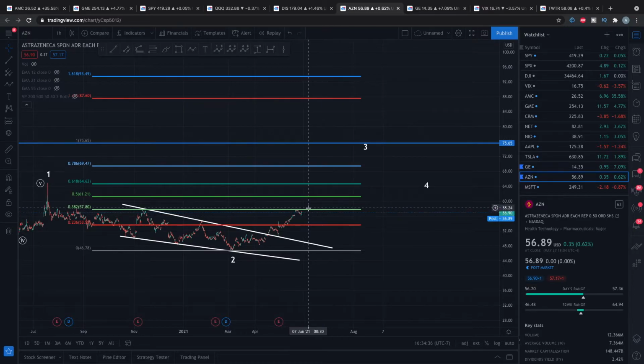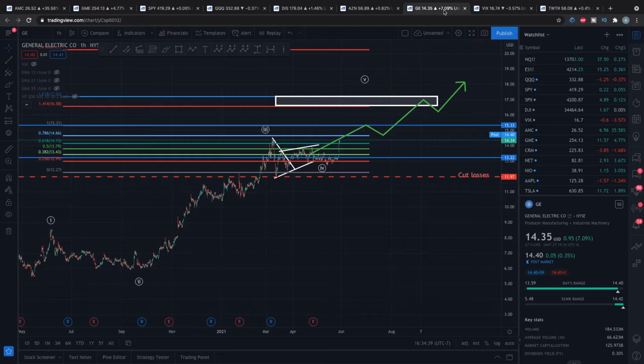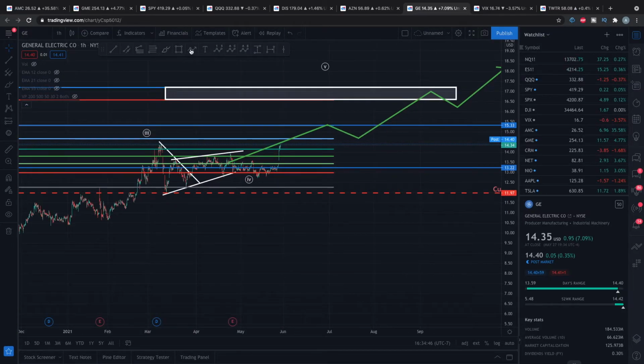So nothing has changed, looks bullish to me, and everything's looking good for AZN. Next on the list is GE. So this is a little bit more interesting. I actually do recommend this around the 13s level, so down here. So around these levels, these consolidation areas.